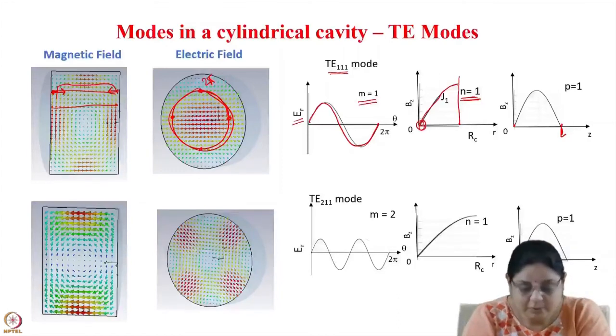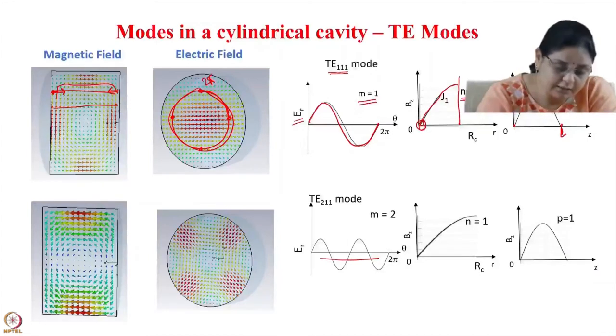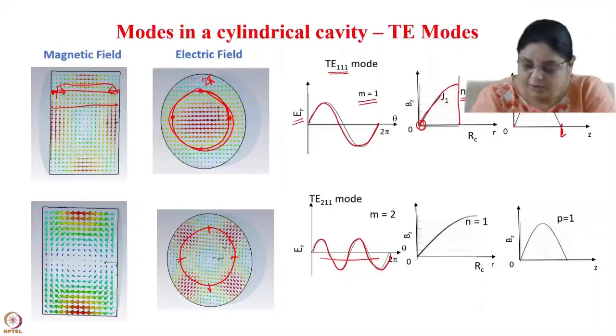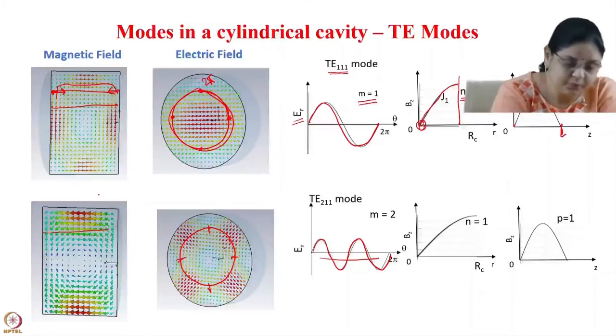Similarly, TE211 mode, so here you have two full period variations in ER in going from 0 to 2 pi. So you can see from here in ER, it's 0 here, 0 here, 0 here, 0 here. So you have two full period variations. So here m is equal to 2, so you have to see the variation of Bessel function J2, and n is equal to 1 here. Again, p is equal to 1 here, same as before.